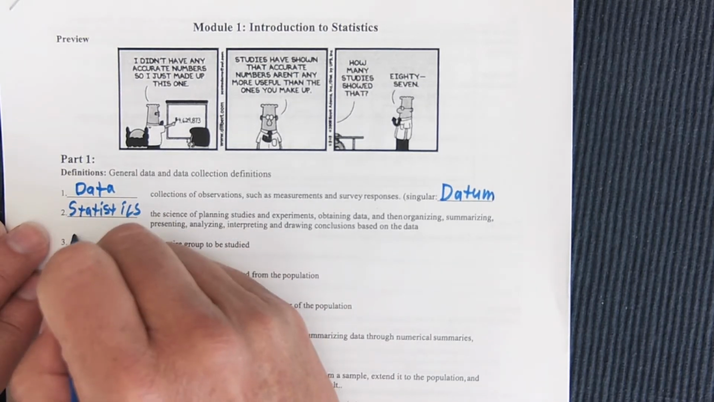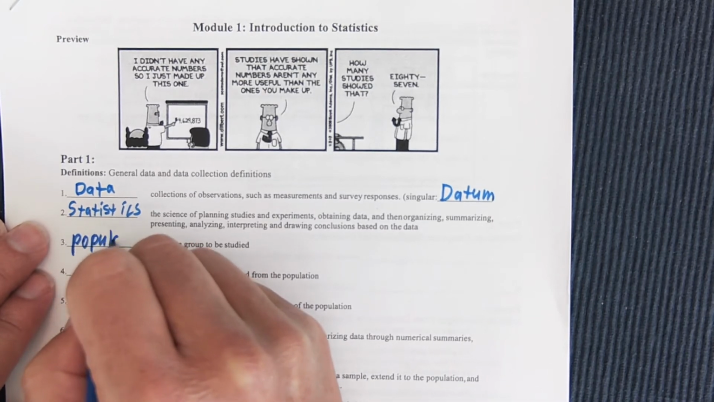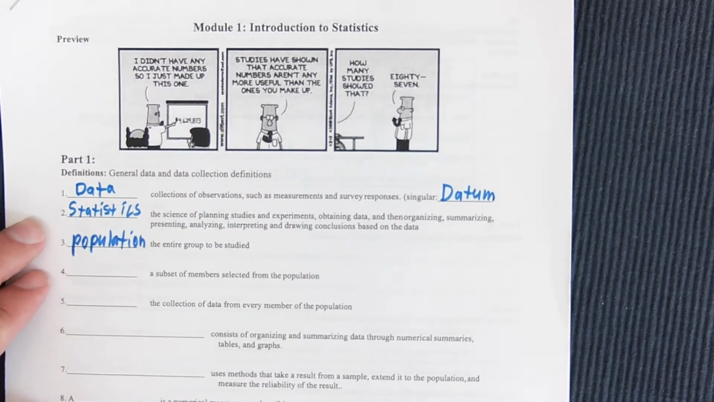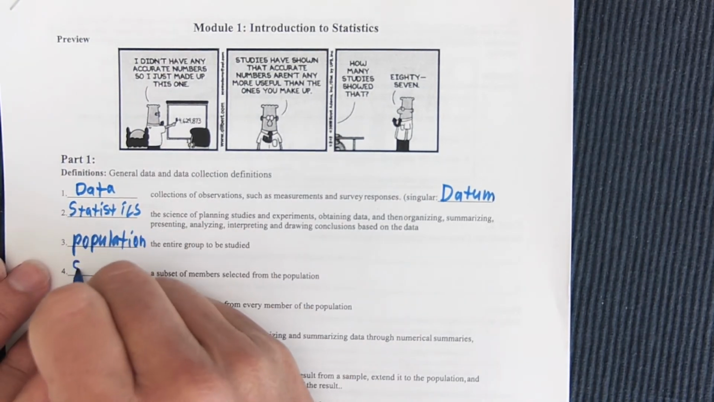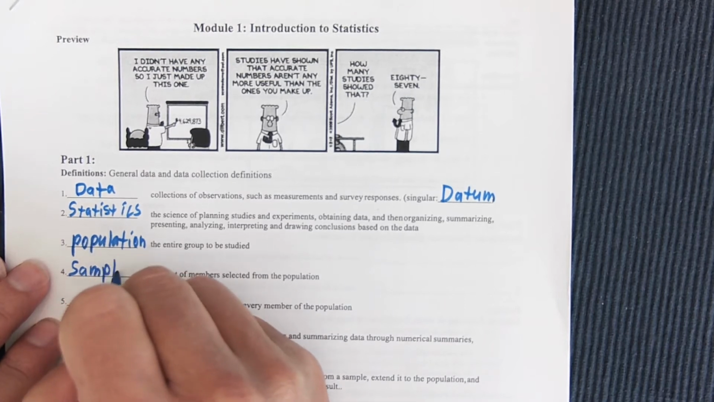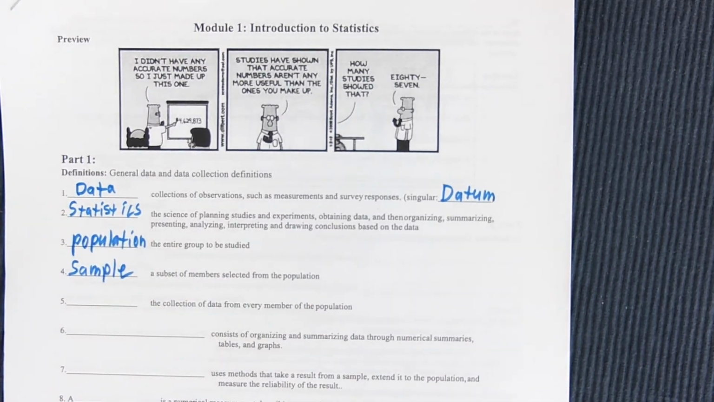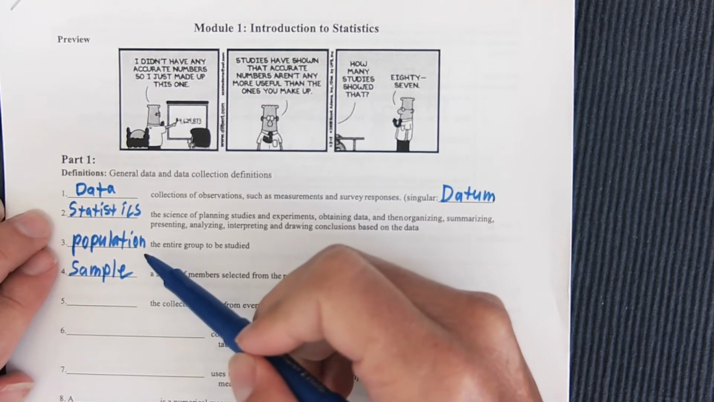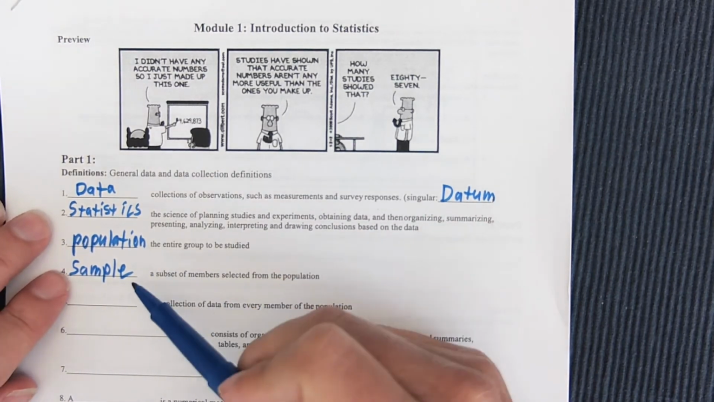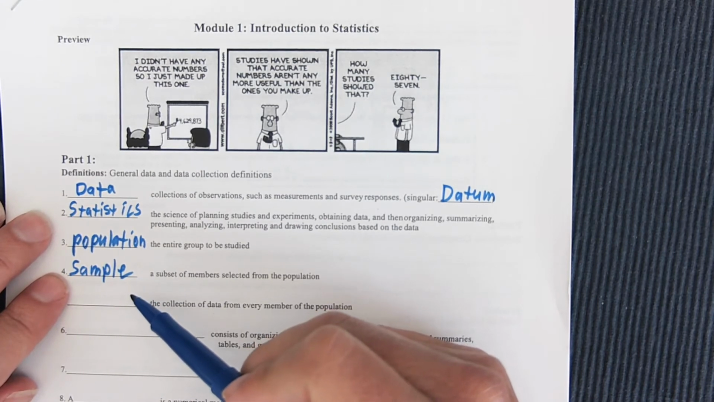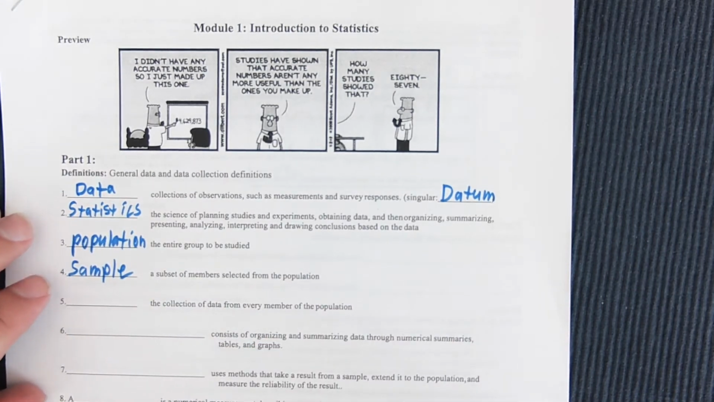A population is the entire group being studied. A sample is a subset of members selected from the population. For example, let's say that we wanted to do some sort of test, and we wanted to know the mean height of students at Long Beach City College. Well, the entire population would be every student at Long Beach City College. A sample maybe is my specific classroom. So it's a subset of the entire population being studied.